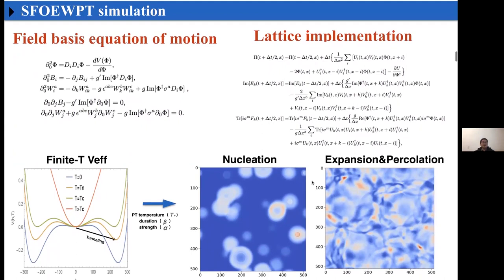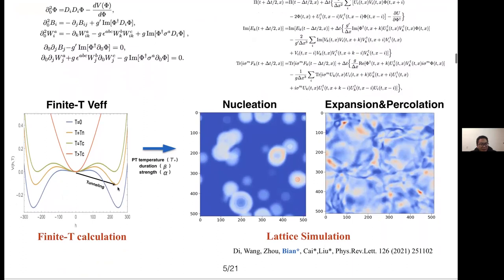For the simulations, we have performed a different one. Here we considered the gauge field on the lattice. We considered the SO(2) gauge boson and the U(1) gauge boson. We put this field on the lattice and performed the lattice simulation. We first calculate the phase transition parameters through some field theory, and then we import these parameters into the lattice and perform the lattice simulation. We can find the bubble nucleation, expansion and percolation.